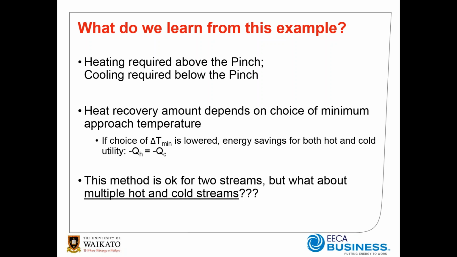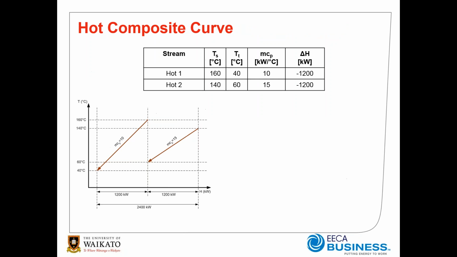So we've presented a very simple two-stream example, but the reality is in almost all industrial processes, you've got more than two streams, multiple hot, multiple cold streams. So how do we do this? And how do we target? So let's increase the complexity by two. And let's look at two streams.